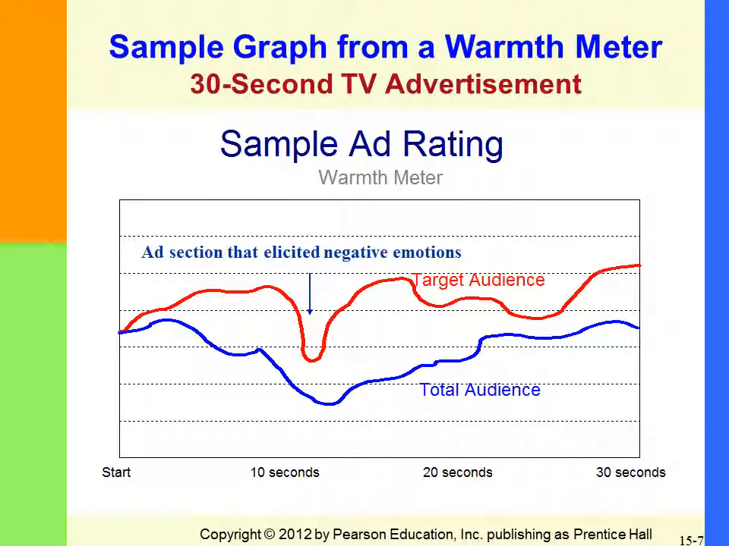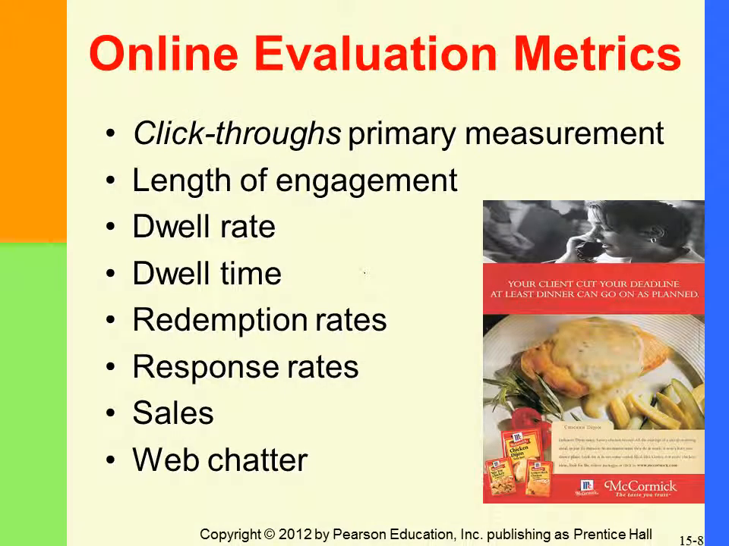Now, one thing to recognize, this is a self-report. So it's just me saying, I feel good now, I don't feel good now, I feel better now, I feel worse now, etc. So there are some flaws related to that. When you move online and you do evaluation, you have a higher degree of trackability. We can track what people are clicking through. We can track how long people are staying on a page, their dwell rate, their dwell time, what they're looking at for the longest periods of time.